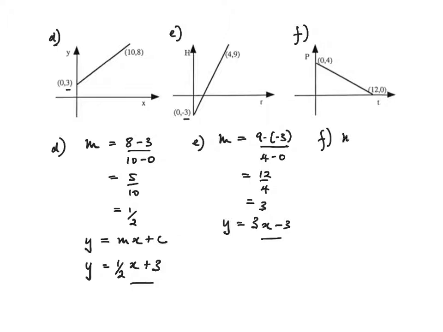Now we can see that this line has a negative gradient, so 4 take away 0, y2 minus y1 over 0 take away 12, so that's 4 over minus 12, that's minus 1/3. Y equals minus 1/3 x, and the y-intercept is 4.